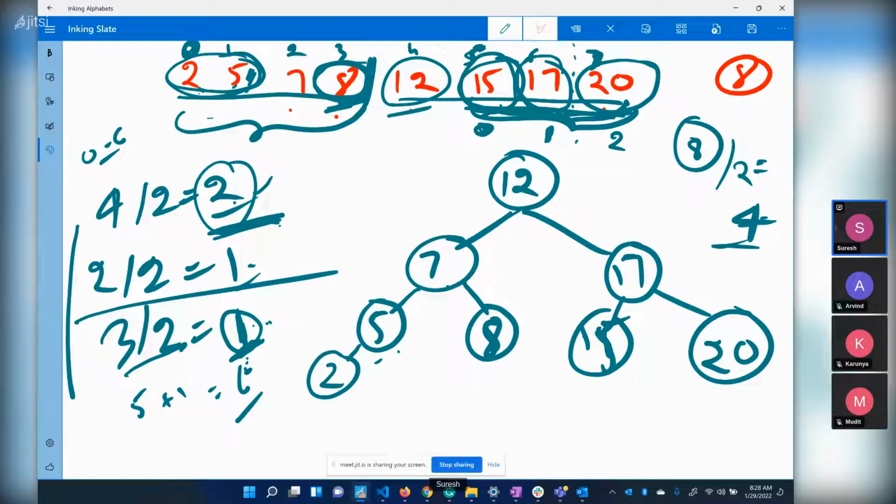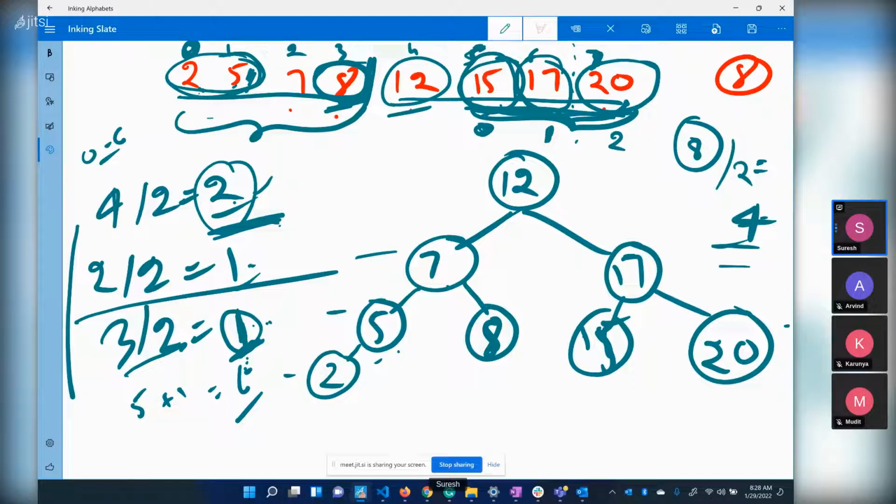This is a minimal binary tree. On the right side you have 2 levels, and on the left side you have just one more level, so 3 levels. That's okay, because where can you put 2? You cannot put 2 anywhere, because it's a binary search tree. So this is a minimal binary search tree.